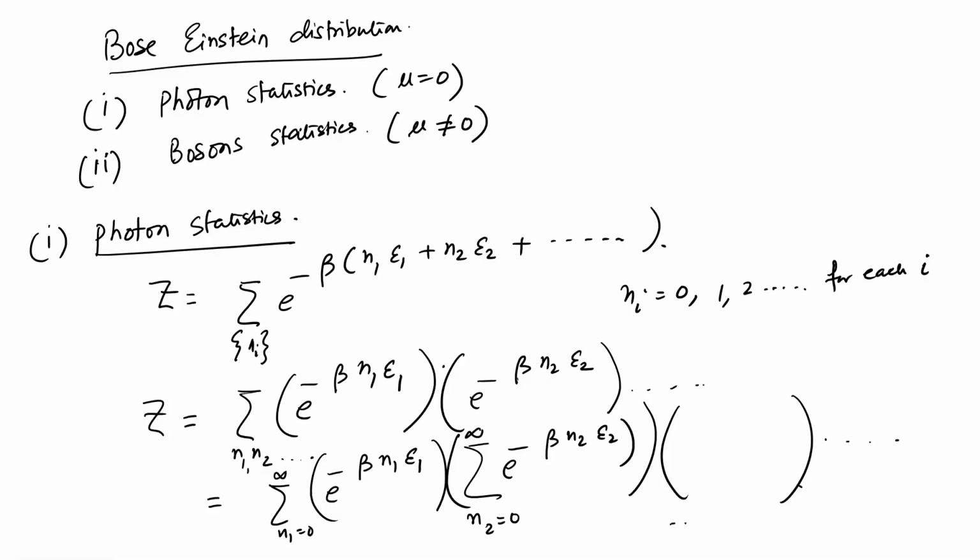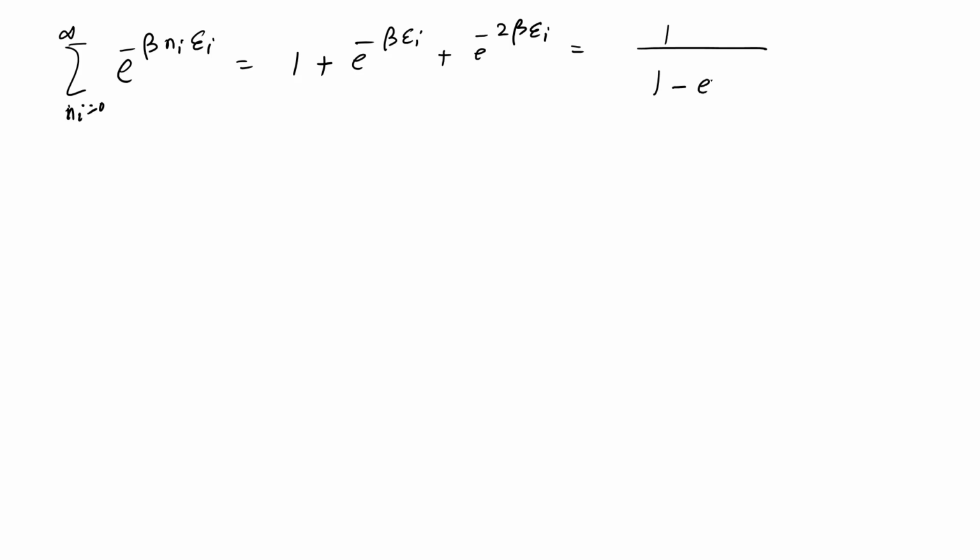So, that is a GP series, geometric progression, we call it a GP series, and this GP series can be evaluated easily, and one gets the sum over each of those ni equal to 0 to infinity of exponential minus beta ni epsilon I as 1 plus exponential minus beta epsilon I plus exponential minus 2 beta epsilon I, and this is nothing but 1 divided by 1 minus exponential minus beta epsilon I, and of course, my exponential minus beta epsilon I is less than 1. So, this r, the common ratio, is less than 1, and that is why we can write it in this fashion.